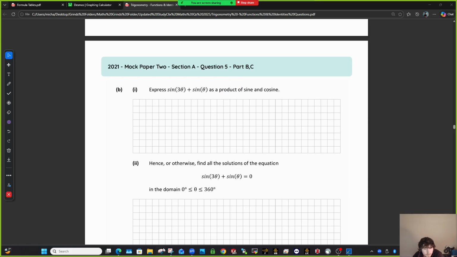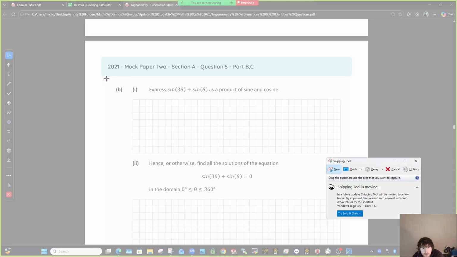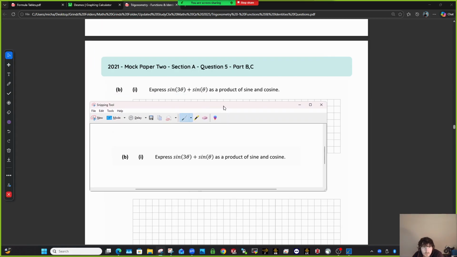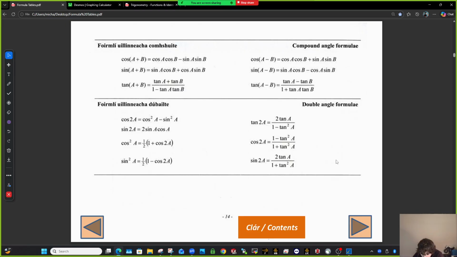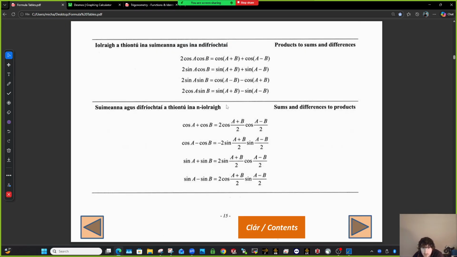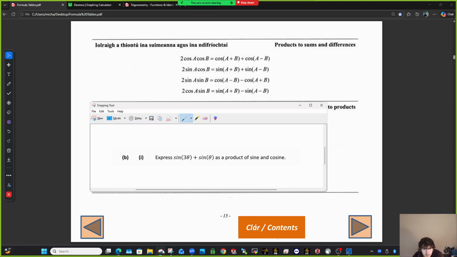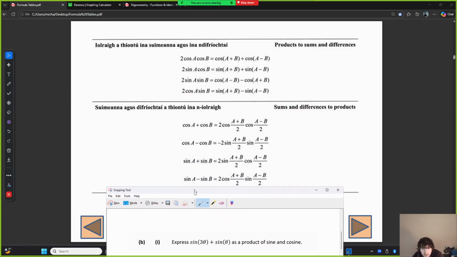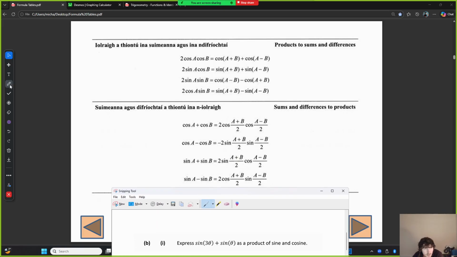So I'll clear that away just to show you this. So we go over to our tables book, and then we go to the next page here, and we get these products, sums and differences. Okay, so we want to move into a product, so we're going to use these ones here. And we have a sine 3 theta and a sine theta. So A is 3 theta. It's always good, when you sub into these, to say for yourself what you're putting in. So that's that, and then that's that. So then what we're getting is 2 sine of (3 theta plus theta) over 2.